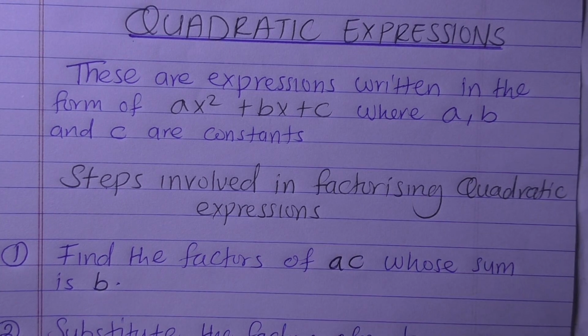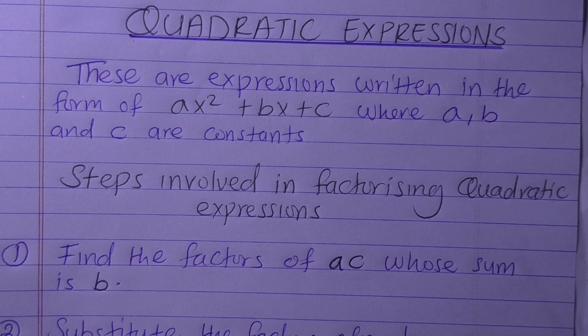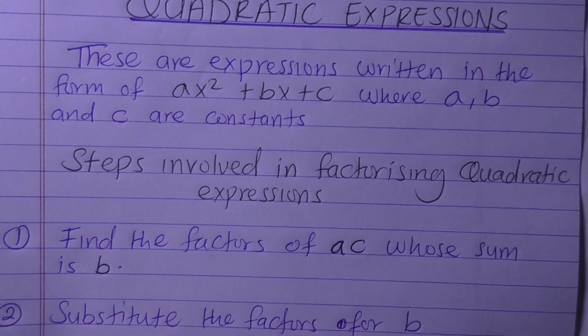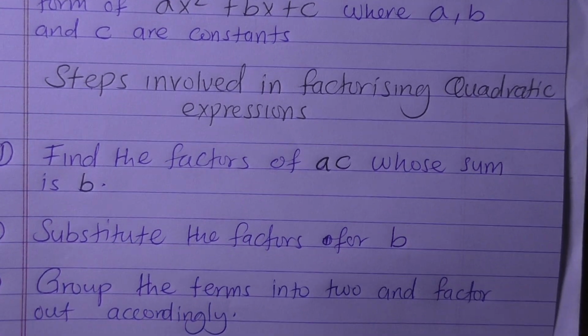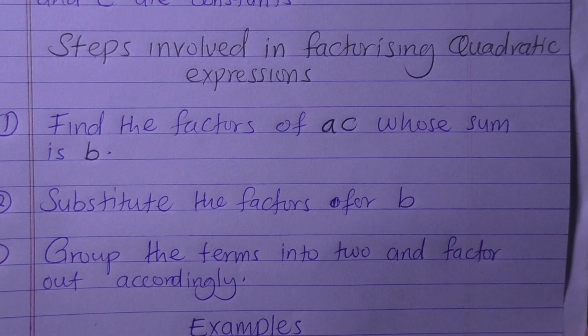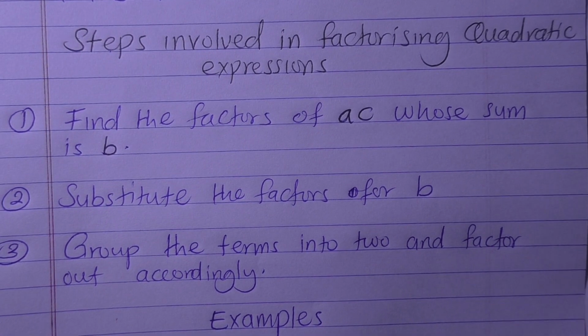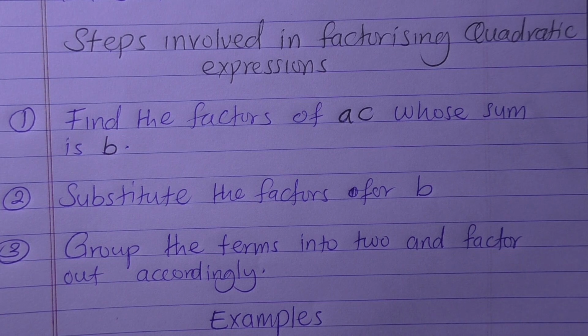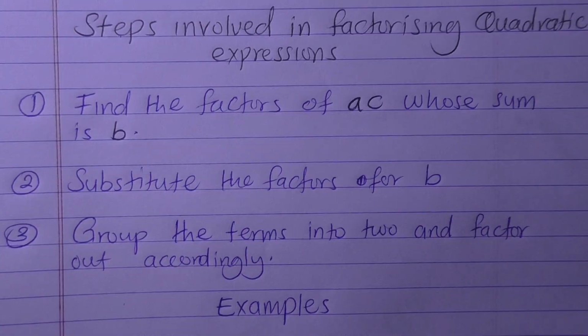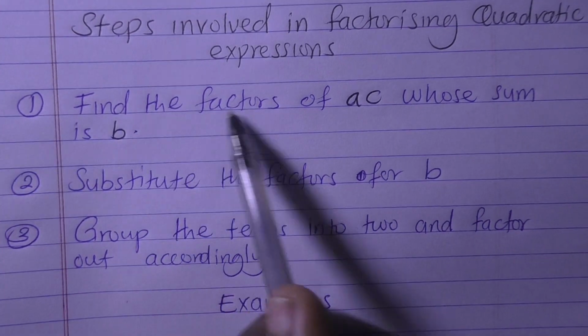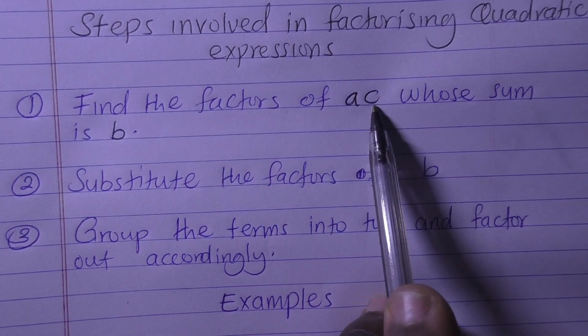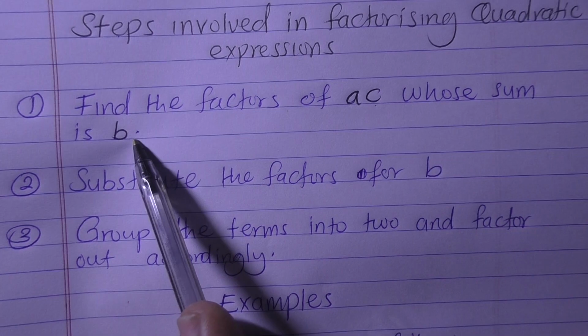So, as we are going to look at how we factorize quadratic expressions, let us go through the steps that we must always put into consideration. The steps involved in factorizing quadratic expressions are majorly three. One is to find the factors of AC whose sum is B.